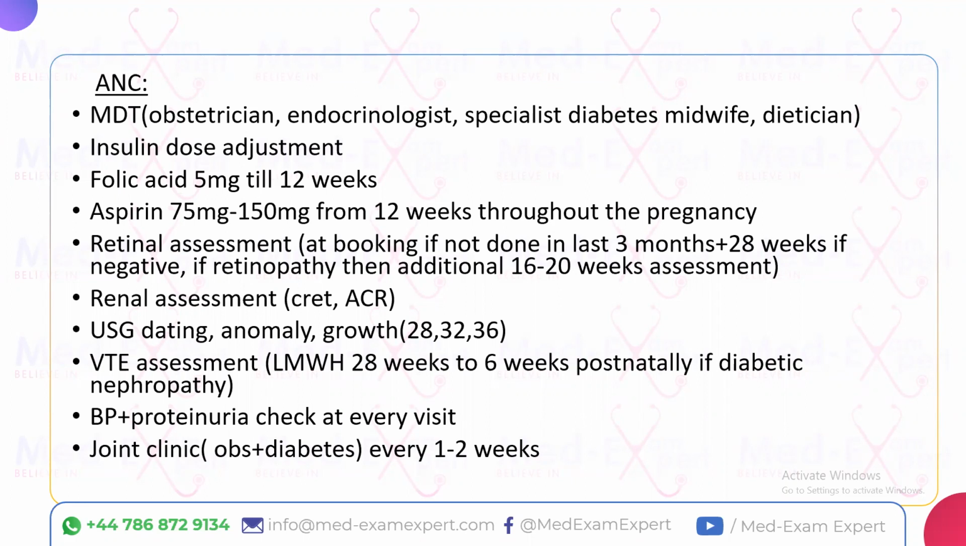We'll have your kidney and eye checkup done during the pregnancy. You'll have a dating scan, a scan to look for abnormalities in the baby, and we'll serially do some growth scans for the baby. We'll assess you for the need for blood thinners. We'll do your blood pressure and urine check at every antenatal visit, which will be once every 1 to 2 weeks in a joint clinic with your diabetes specialist.